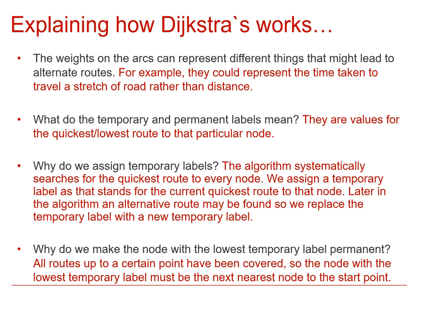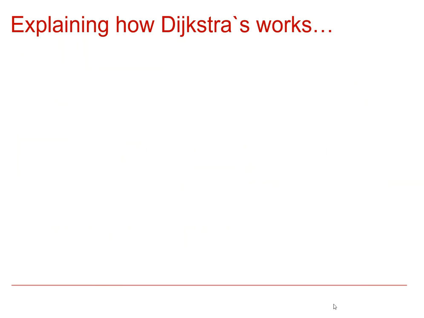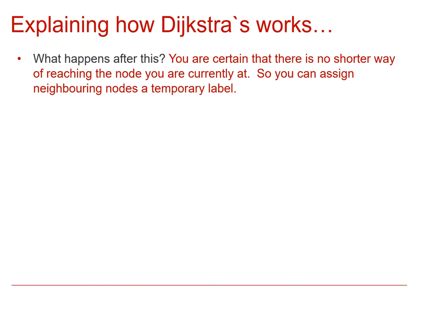And so the key thing really is that the point at which we make the label permanent, at that point we've basically checked all the possible routes that could ever be shorter than what we've currently got. So at that point we become certain as to the shortest route across the whole network. And of course, having made one node permanent, that then allows us to think about temporary labels on the nodes which neighbour it.